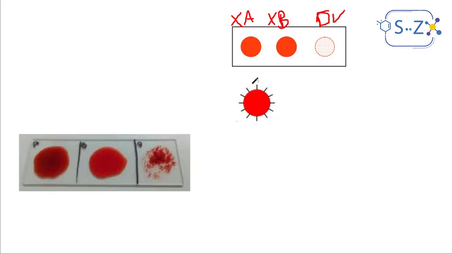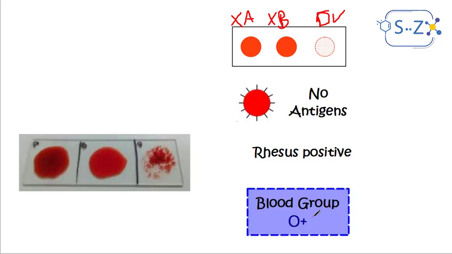So this person has no antigens A or B on the red blood cells. There are the rhesus proteins, so we call him rhesus positive. In this case, when the person has no antigens, what will his blood type be? Of course, it will be O, and since there is rhesus, he will be O positive.